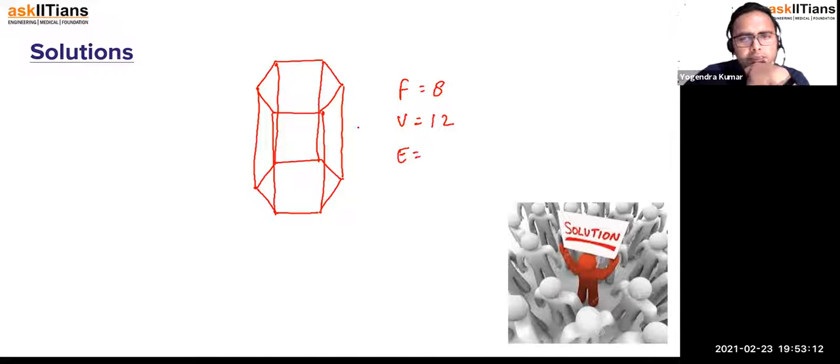How many edges are there? 6 edges on the top, 6 edges on the bottom. Okay, 6 there. So how many will it be? Can I write 18 here? Yes, perfect. Now, does it satisfy our Euler's formula?